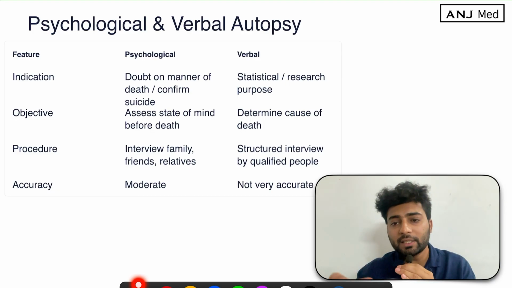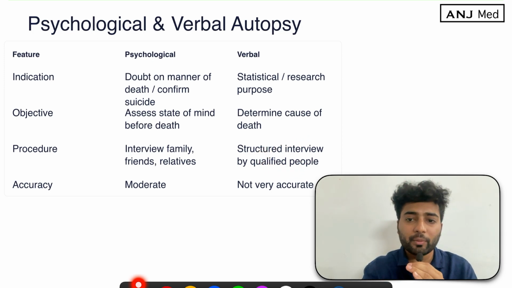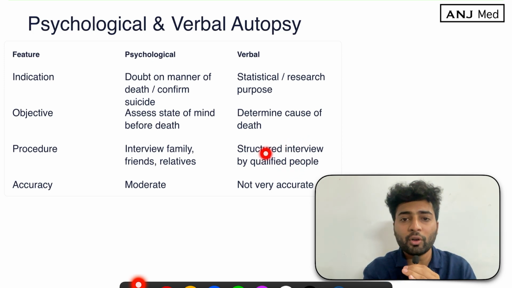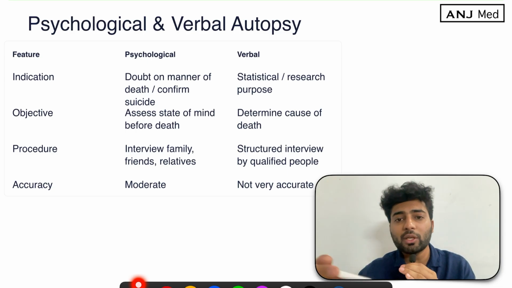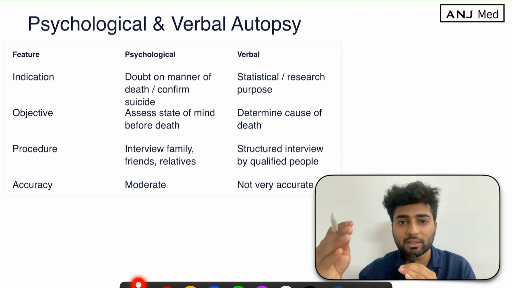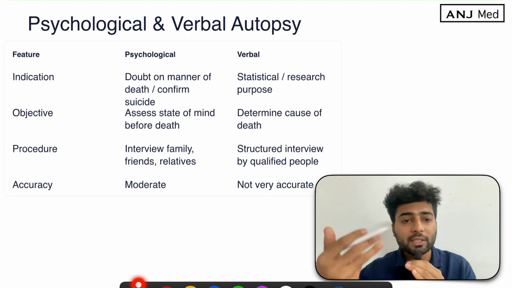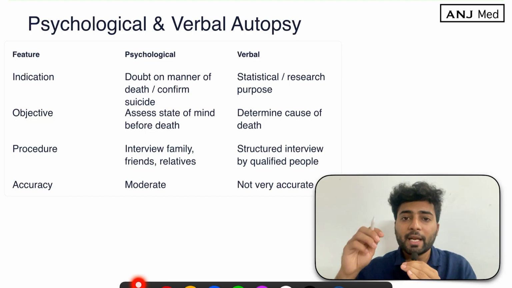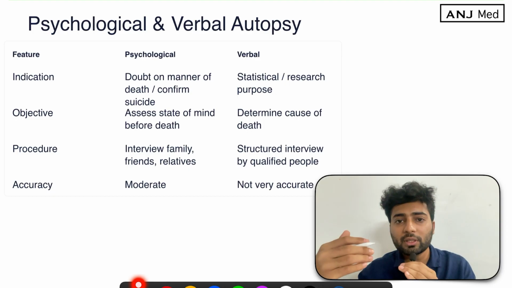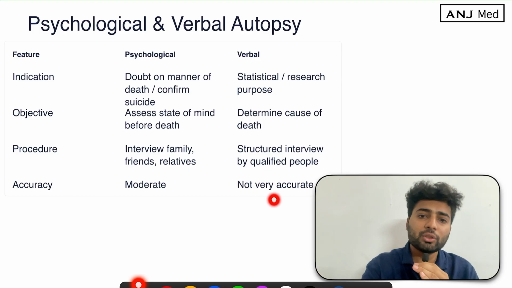So for research or statistical purposes, we interview the relatives by qualified people. The person is dead, and their relatives are interviewed by qualified people. And what do we ask? We ask whether he was having any diseases before that, what drugs he was taking, what symptoms he was having, right? From all this they'll determine the cause of death, because the actual autopsy is not done due to lack of resources, and this is also not very accurate.